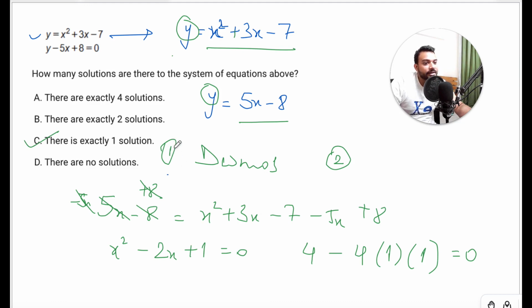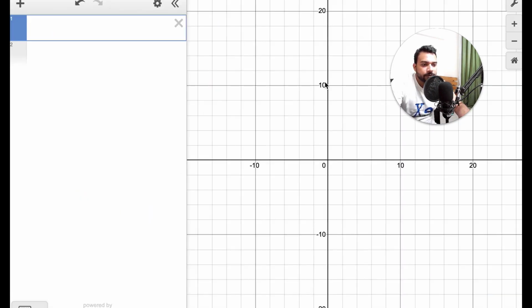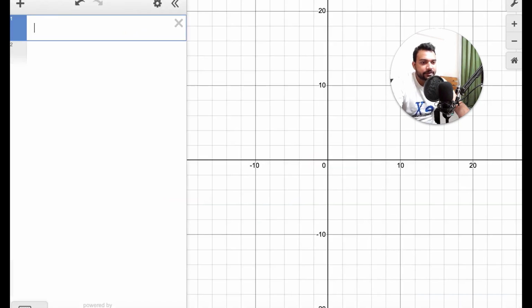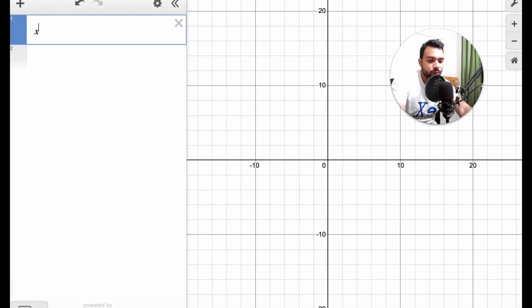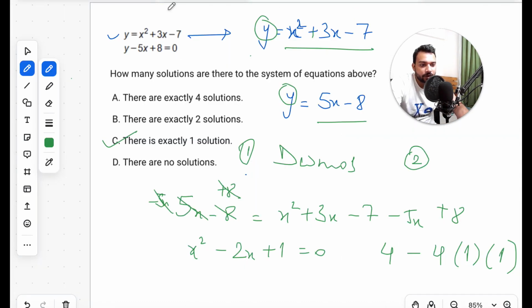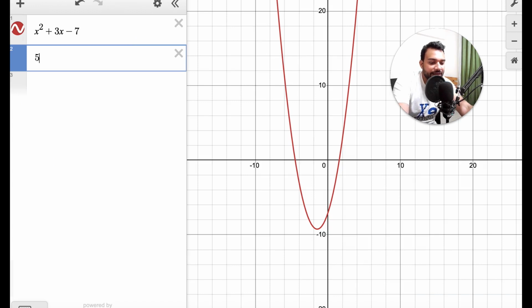Next is using the Desmos graphing calculator. Let's check that out. So here is our Desmos graphing calculator. We're going to type the equations here. What's the first equation? y equals x squared plus 3x minus 7. This is the quadratic equation. And what's the second one? y is equal to 5x minus 8.